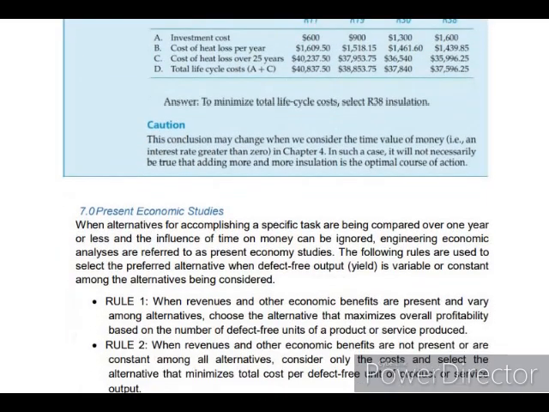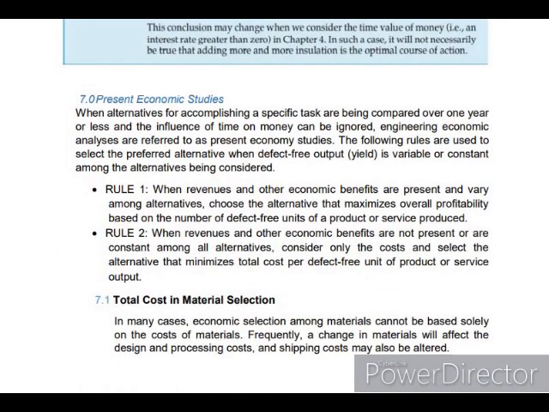Next is 7.0, Present economic studies. When alternatives for accomplishing a specific task are being compared over 1 year or less and the influence of time and money can be ignored, engineering economic analyses are referred to as present economic studies. So we call it the present economic studies.